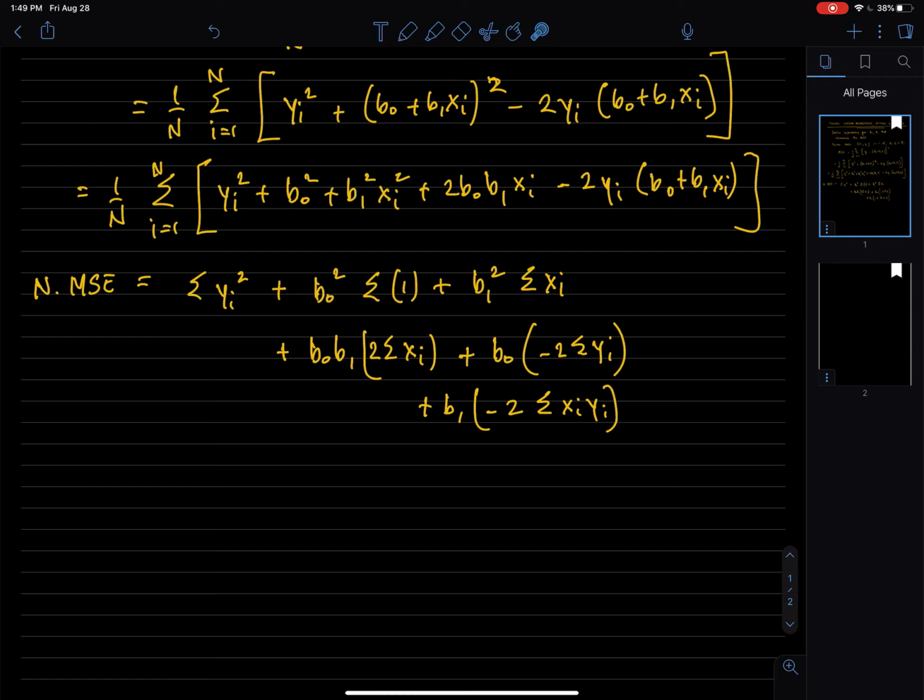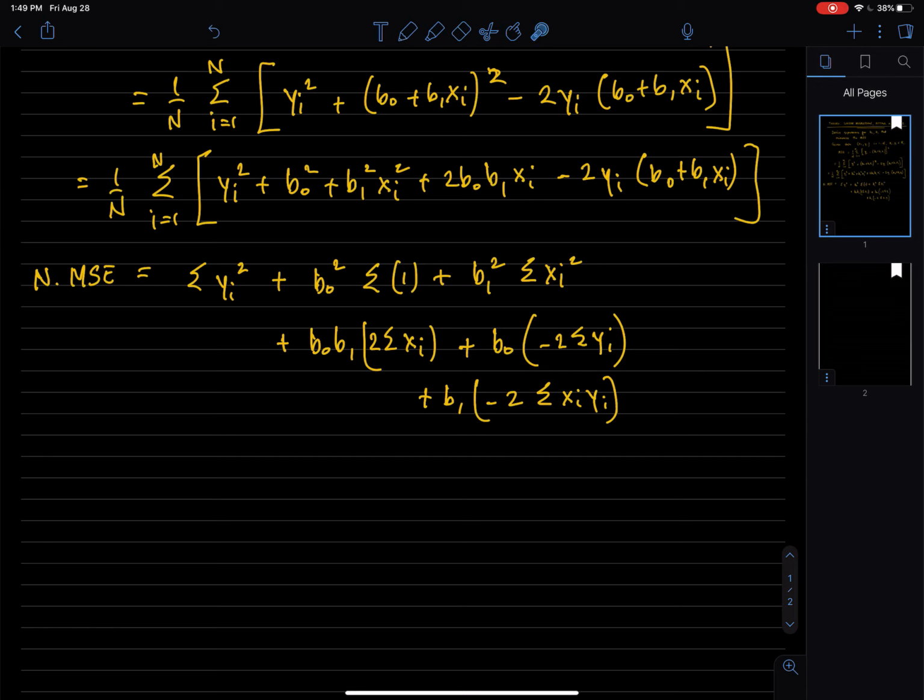Okay, so those are all the terms that we have here. Yi square, b naught square, summation of 1, because when you take this inside, we're essentially summing b naught square n times, and then similarly b1 square times summation xi square, and 2 b naught b1 times summation xi, and so on. Okay, so that's what we have.